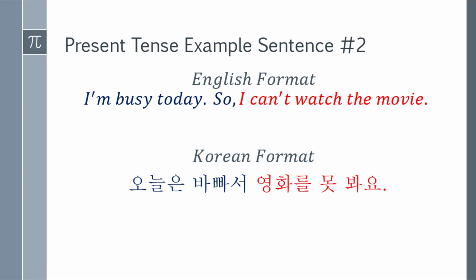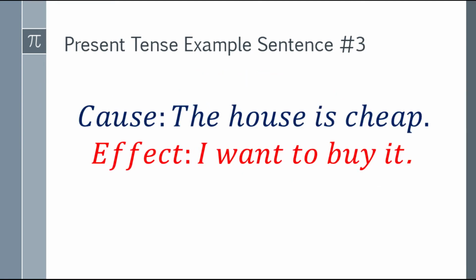Remember, in Korean, they sometimes omit the subject. So you'll notice that 저 or 나는 is gone. It goes straight to 오늘은 바빠서 영화를 못 봐요. Okay, so let's proceed to the next example.